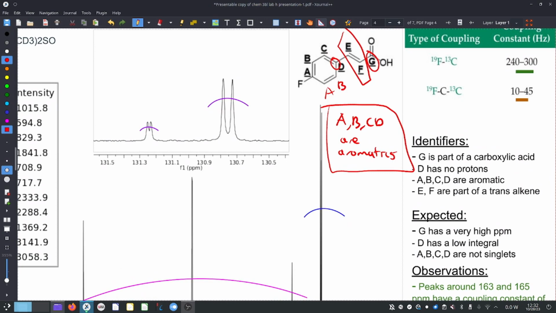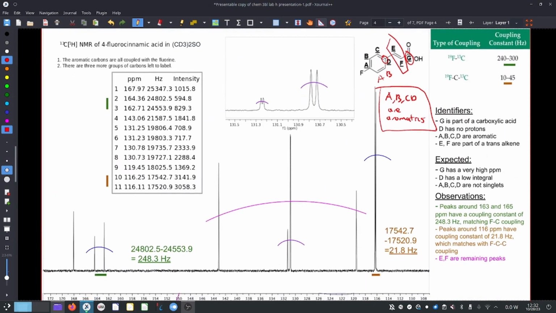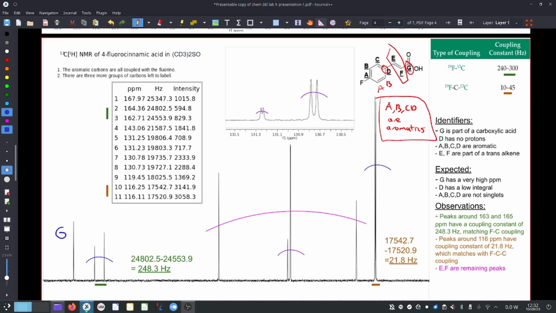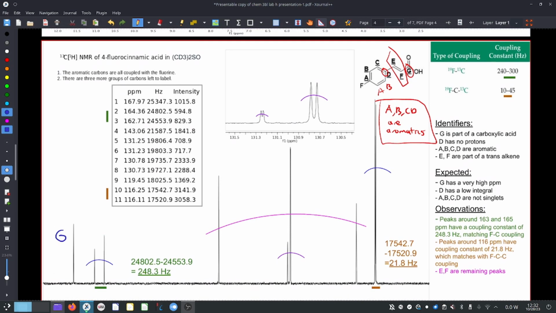So if we look at the NMR spectrum, you can see the leftmost one. We've said that that's probably going to be the G carbon, the one that's part of the carbonyl, carboxylic acid. So we assign this one as G. And then we try to look at what other ones we might be able to assign.